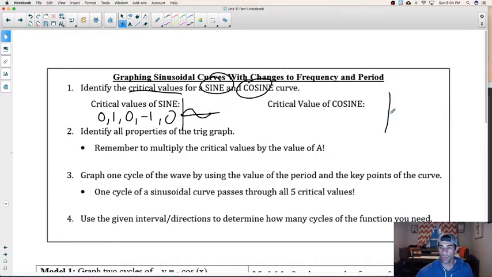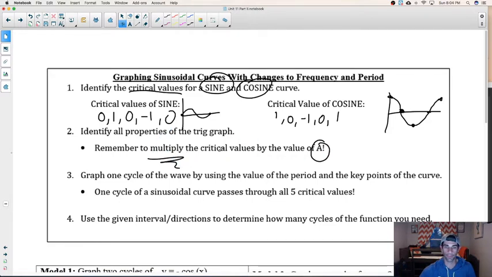Now the cosine one, that's the one that starts up here and then it does this motion here. So there are all my critical values right there. Those critical values are at 1, 0, -1, 0, +1. Now, here we go. Remember to multiply all critical values by your amplitude. So if this one had an amplitude of 2, okay, then it would go 2, 0, -2, 0, 2. Okay? Multiply critical values by that, right?